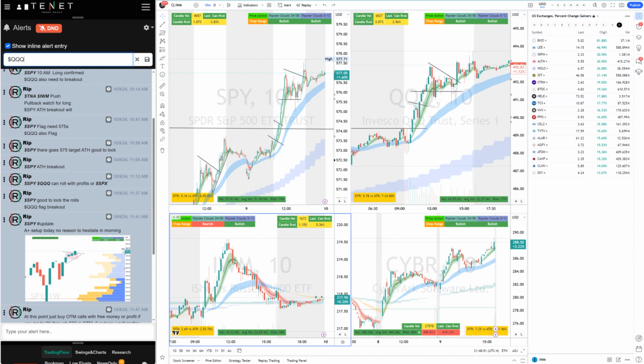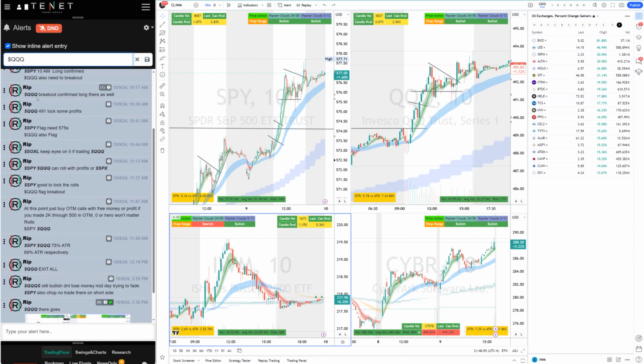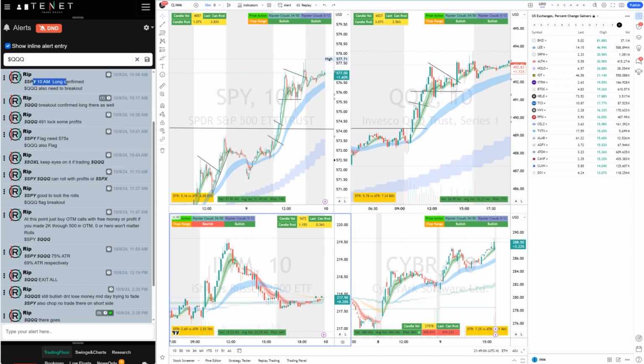The same was for QQQ, right? What I'm saying here. Let's see if I can show you that breakout confirmed long there as well, right? So 491 was long, some profits there. And again, that was from 10 a.m. SPY confirmed, then QQQ confirmed, right? And at that point, after that, it's just managing your trade, right?